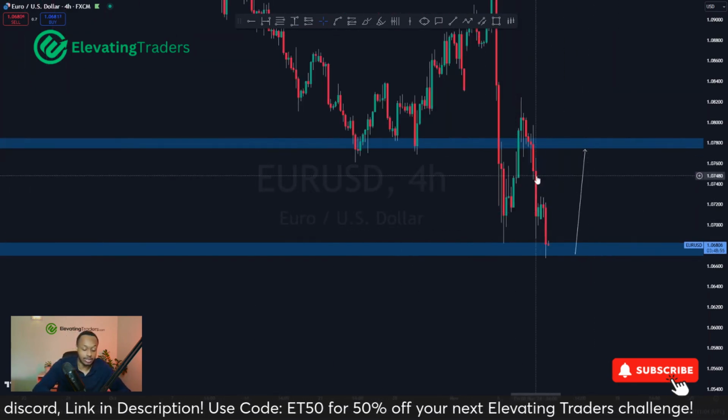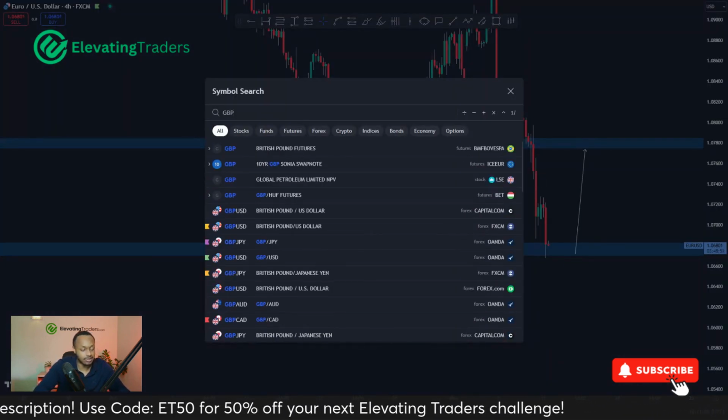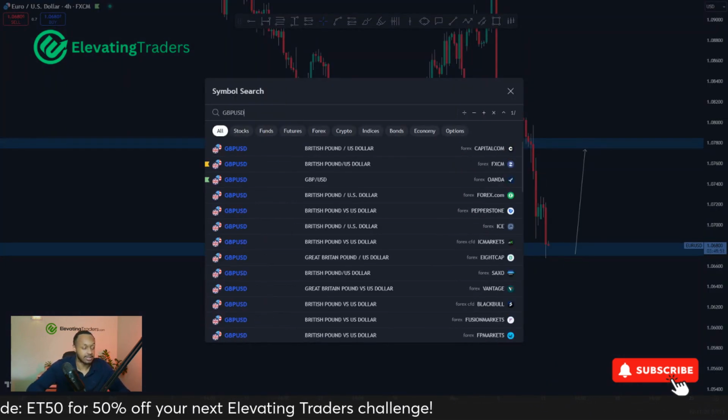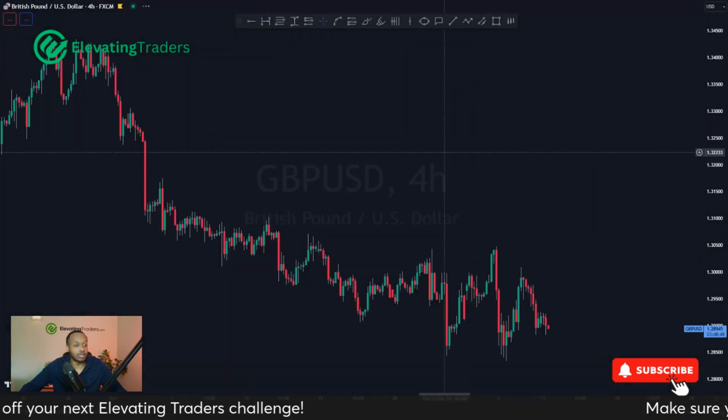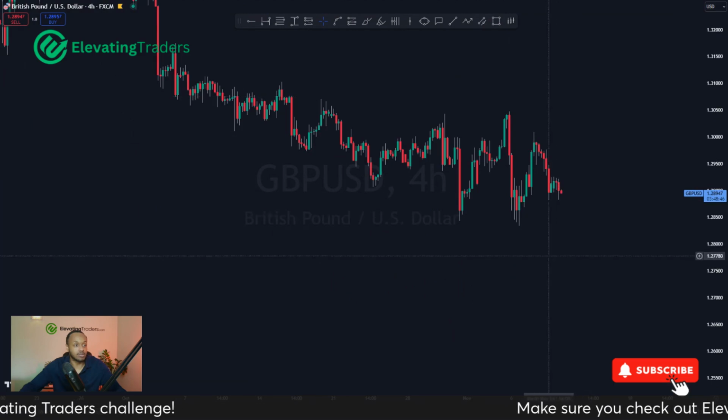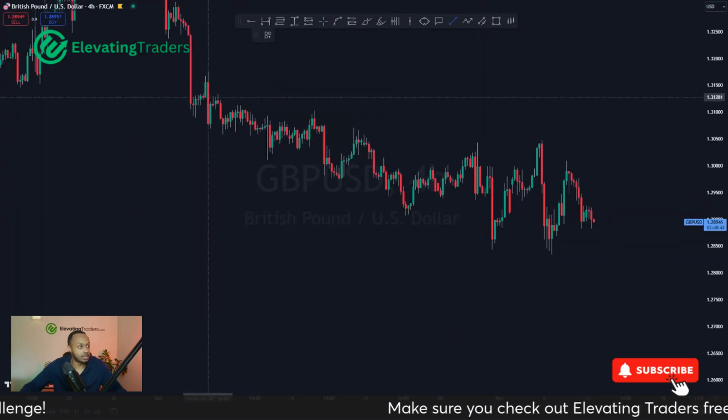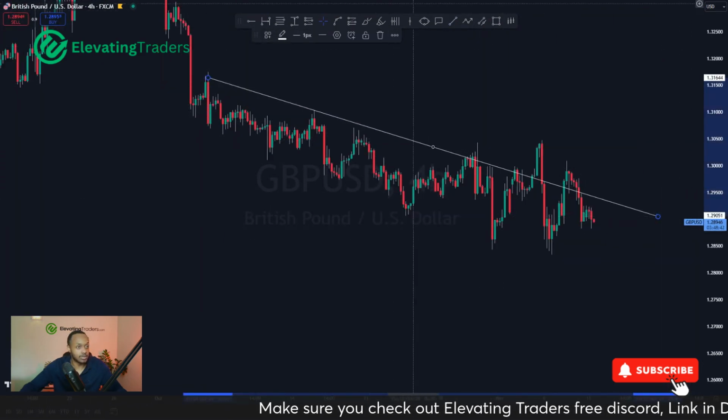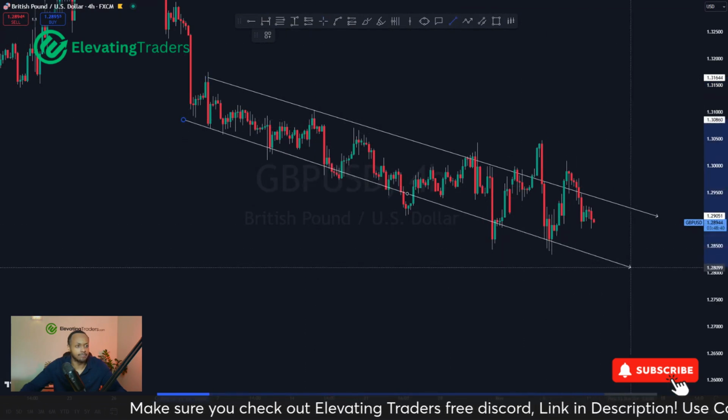Pound USD is still correctively moving to the downside in that descending channel. A little bit boring, to be honest. Kind of waiting for price to give us a breakout. I was looking for price to break to the upside on Friday.